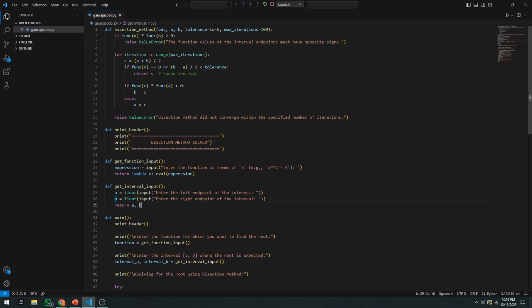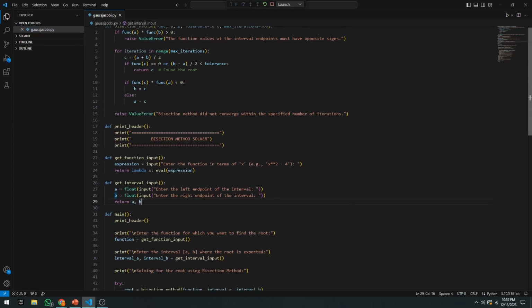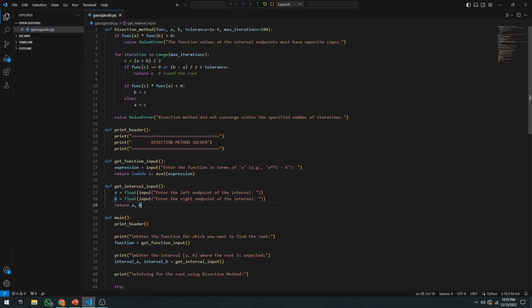And then we'll apply an if condition where if function a multiplied by function b is greater than 0, then it will raise a value error saying the function values at the interval endpoints must have opposite signs, because in the bisection method we should have one negative answer and one positive answer. And then we will apply a for loop for the max iterations, and basically this will run the iterations as many times as we have written here until we find the root.